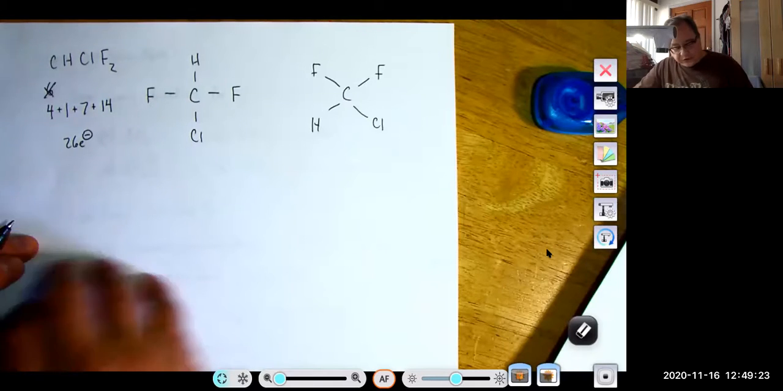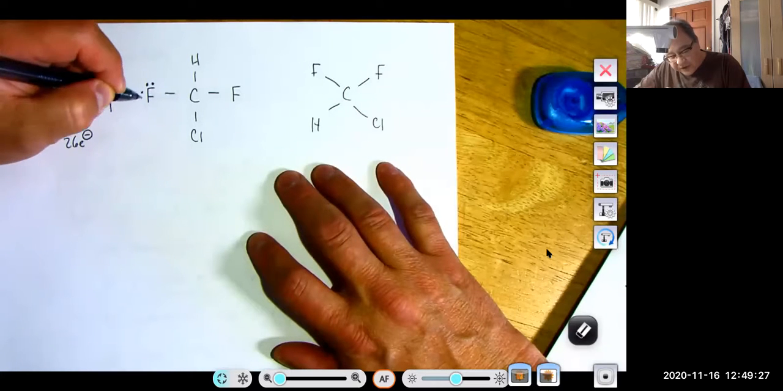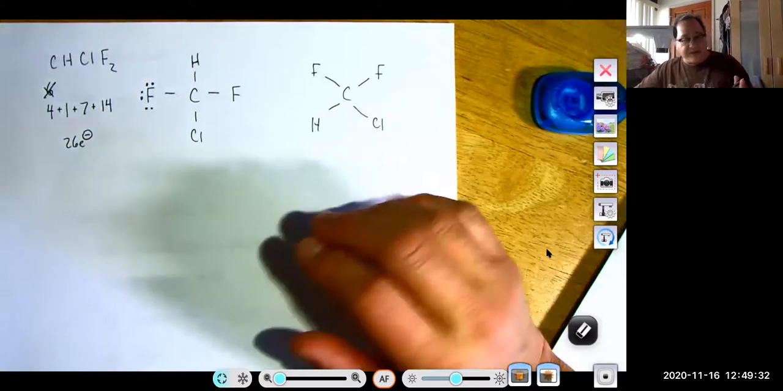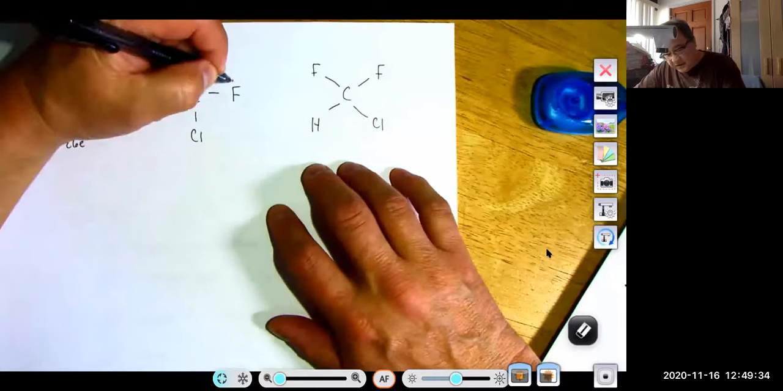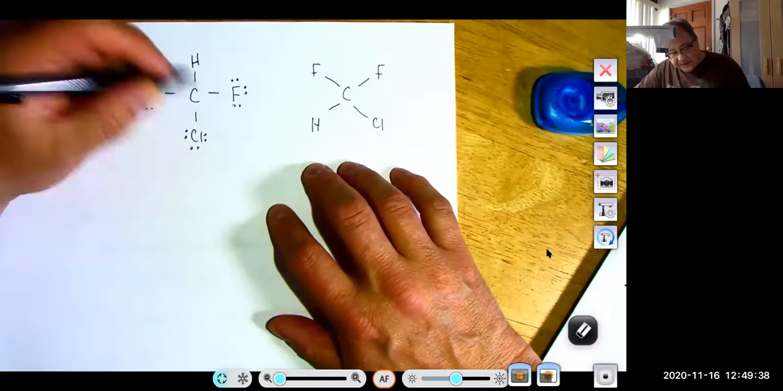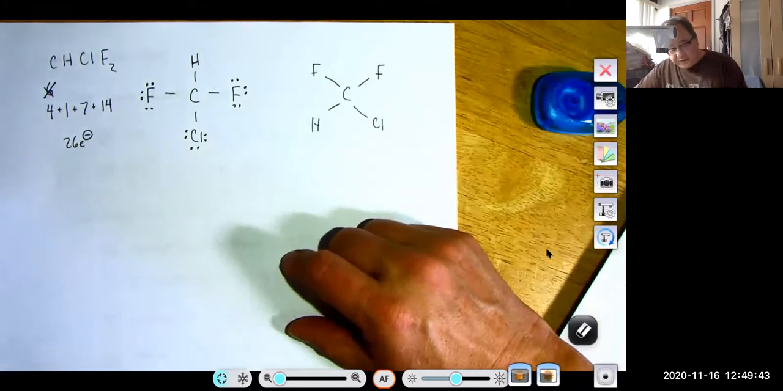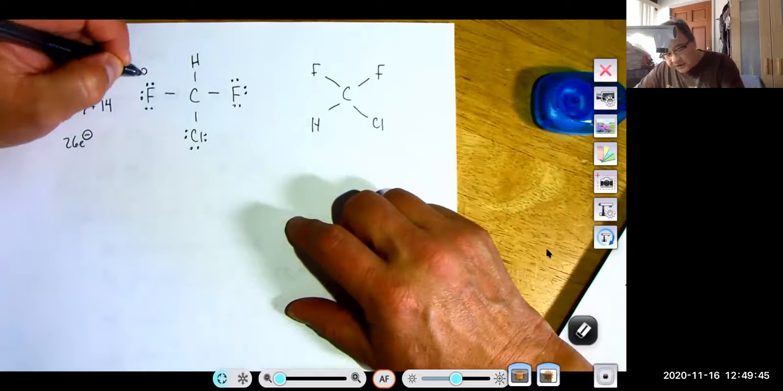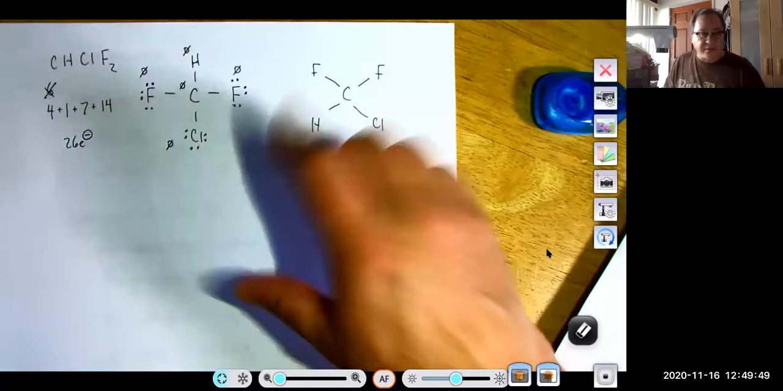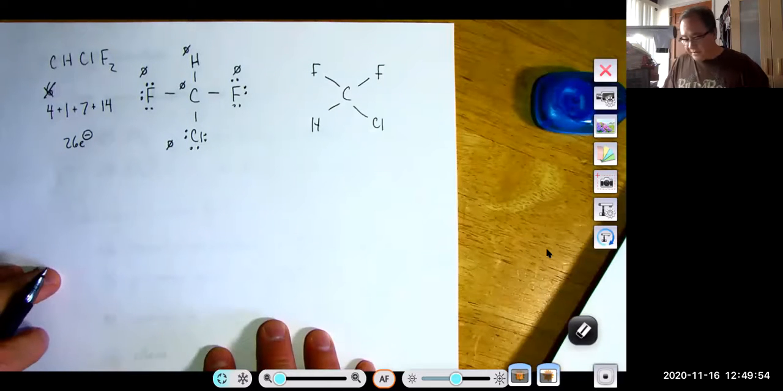Okay, so let's put the electrons in. Lone pairs on the fluorines. Notice we never put lone pairs on the hydrogen because hydrogen makes 1 bond and that's it. Lone pairs on the fluorine, lone pairs on the chlorine until we get the octet, and we have 26 electrons. And if you assign formal charges, you get a 0 here, 0 here, 0 here, 0 here, and a 0 here. This one doesn't get any better than that. If you're okay with this one, give me a thumbs up.